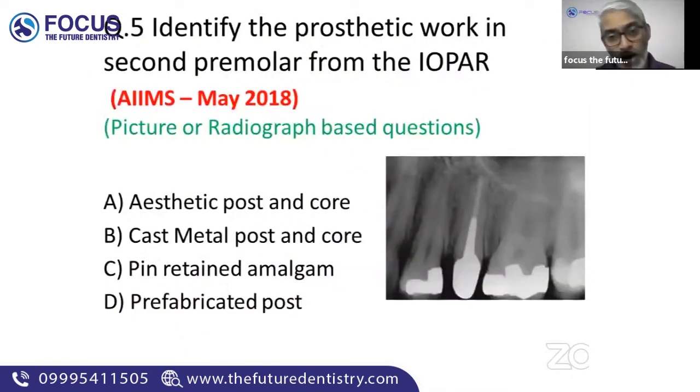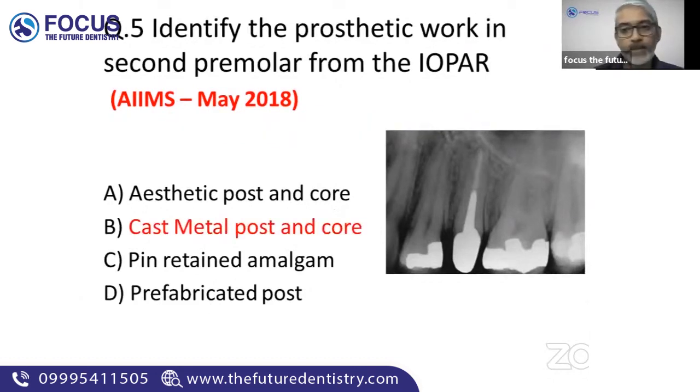And once your exam started becoming online, directly through the laptop computer, a lot of picture based or radiograph based questions started coming. This question was asked in May 2018 in the AIIMS paper. Seeing the radiopacity itself, you can tell that it is a cast metal post and core. So you will be asked to identify materials, shown a material, and asked about their properties. You can have n number of permutations and combinations regarding the MCQs which are picture based or radiograph based.